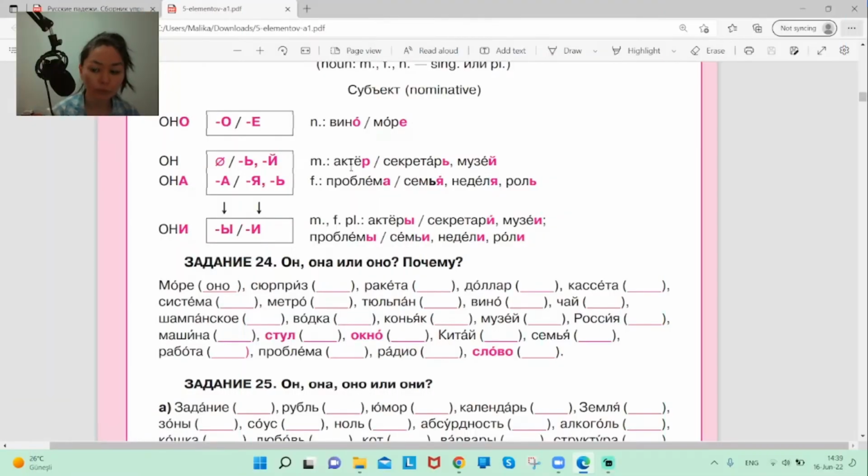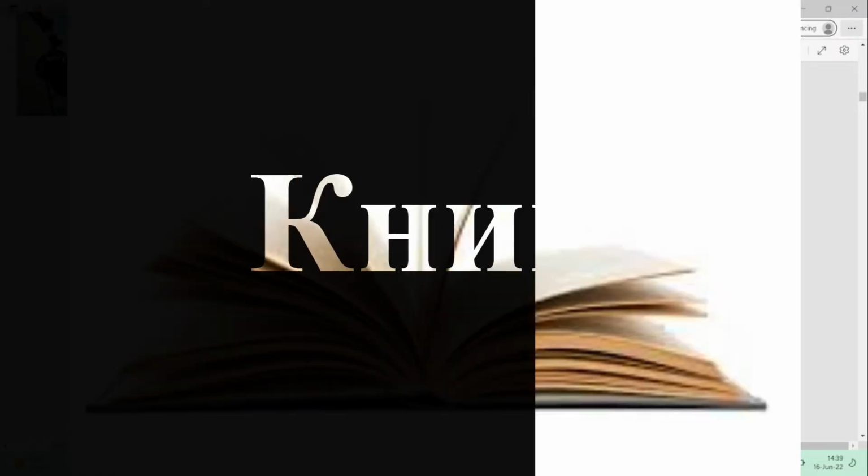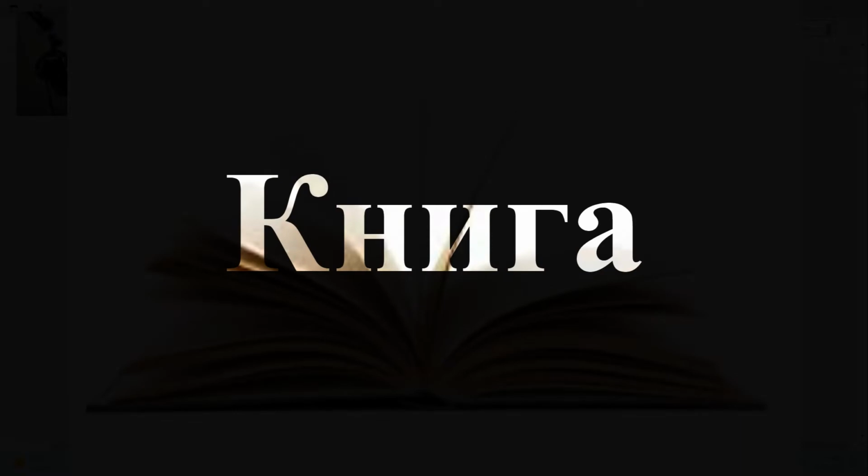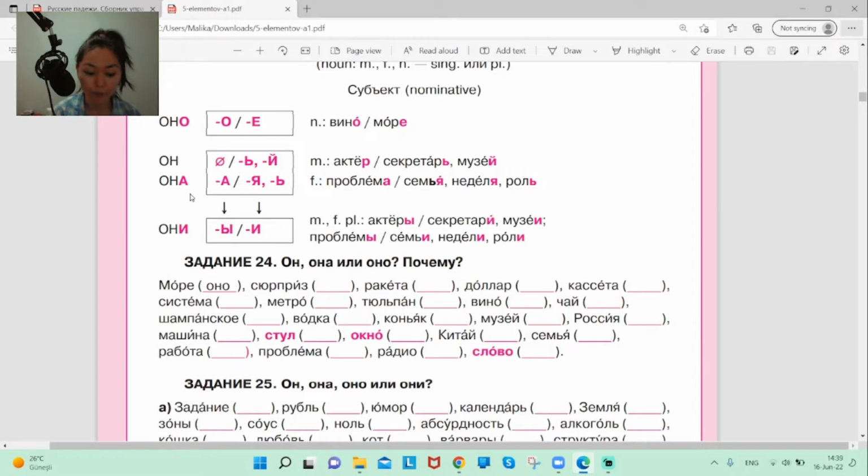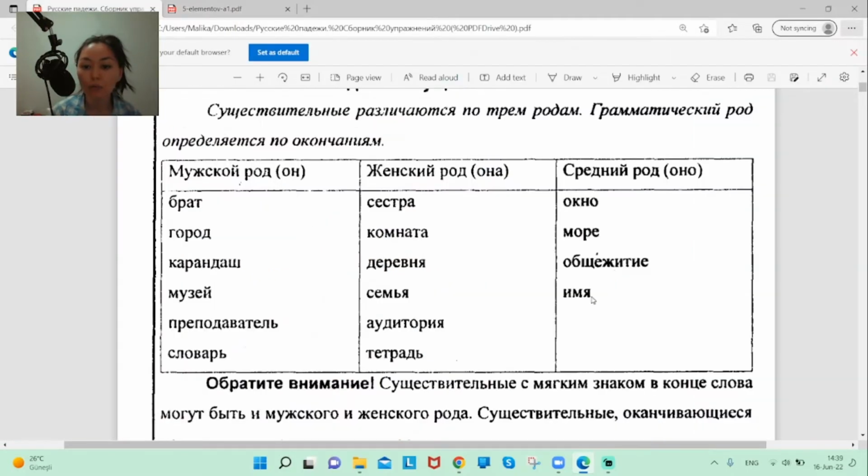Хорошо. Questions of the nominative case are кто, who, and что, what. Кто, что. So we would usually ask, что это? Это книга. Книга ends in a, so это она. Книга это она. Хорошо.